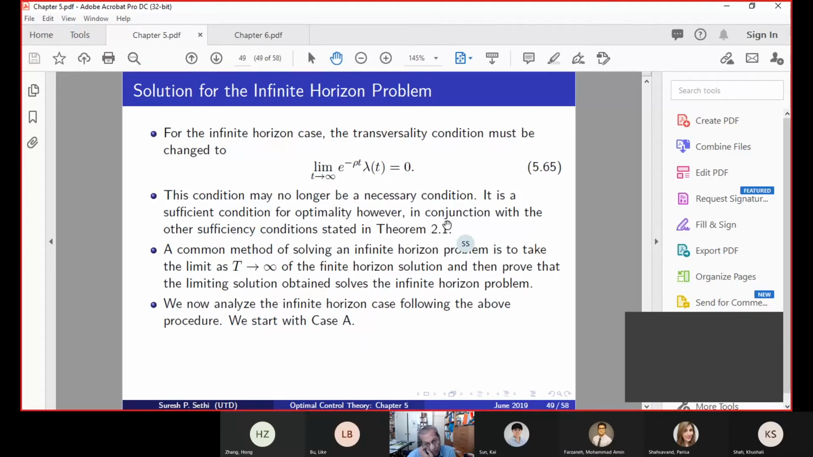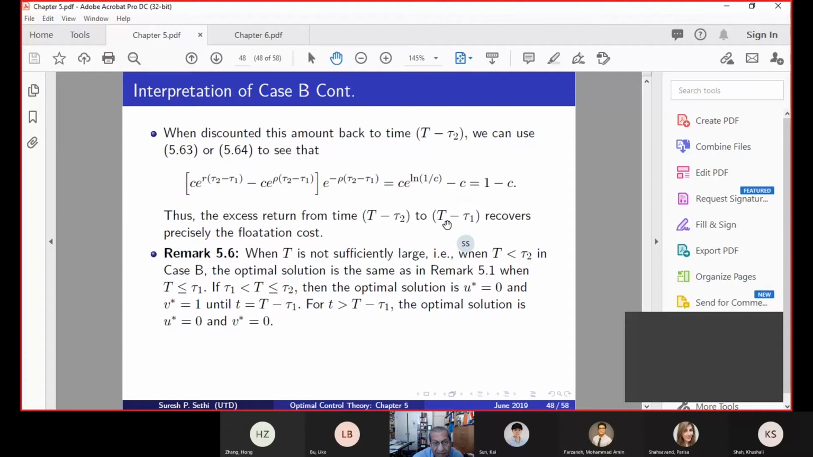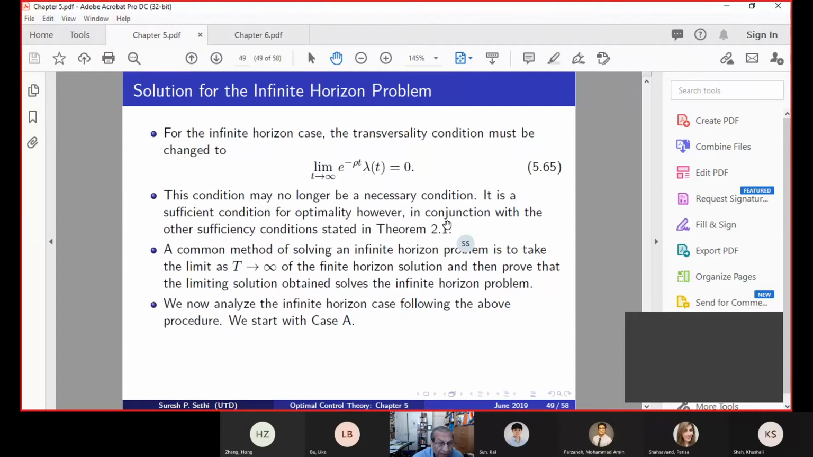So now we get to what's called the infinite horizon problem. And both of those remarks that I made to you in case A are important now.